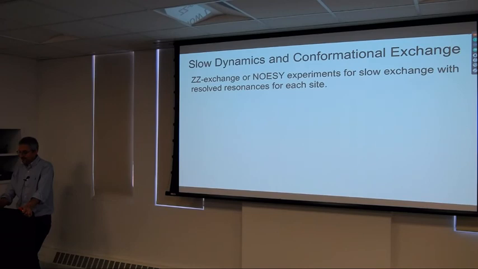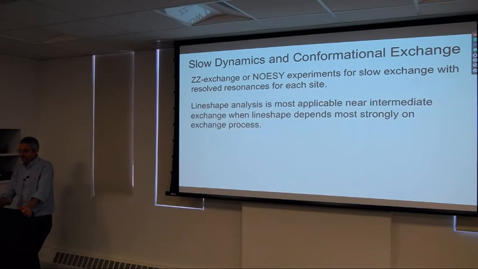Okay, so let's start with slow dynamics in chemical exchange or conformational exchange, and we'll probably continue this next time, I think. So if the lines are resolved for the 2 states, or 2 or more states, then the ZZ exchange experiments or NOE experiments are powerful approaches. The line shapes are most sensitive near intermediate exchange, but of course that's also where the lines are weakest. So in proteins or nucleic acids, line shape analysis isn't used so much.